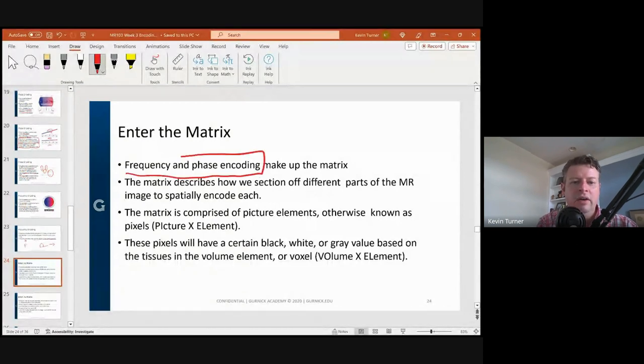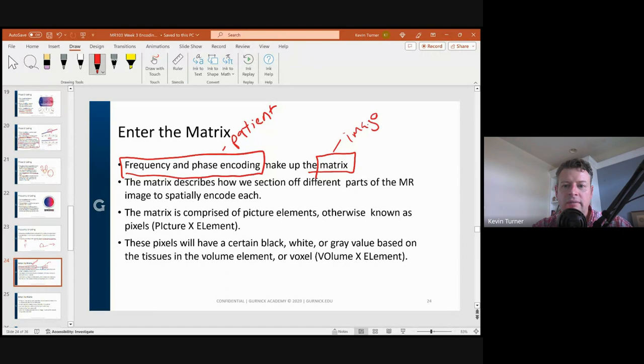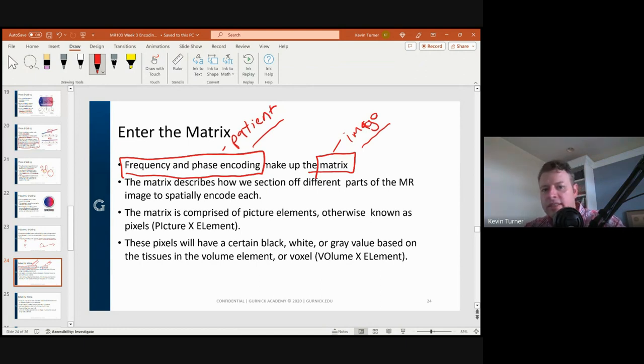Frequency and phase encoding happen to the patient inside of the MRI scanner. The matrix exists on the image on your screen. Right? We do have to remember an image is a representation of the patient, but the gradients turning on and off, that's happening to the patient. The matrix is when we're talking about the image, right?